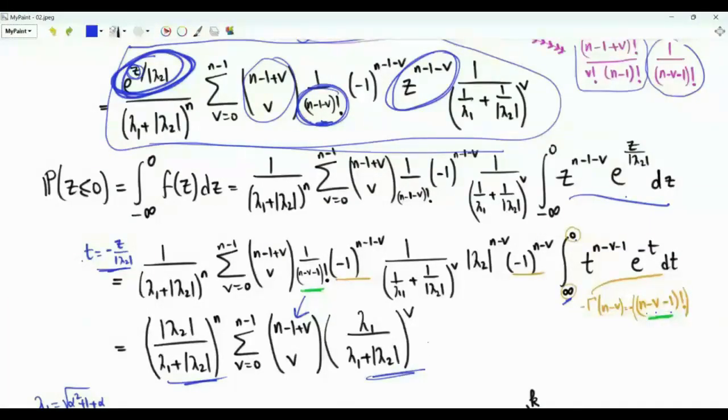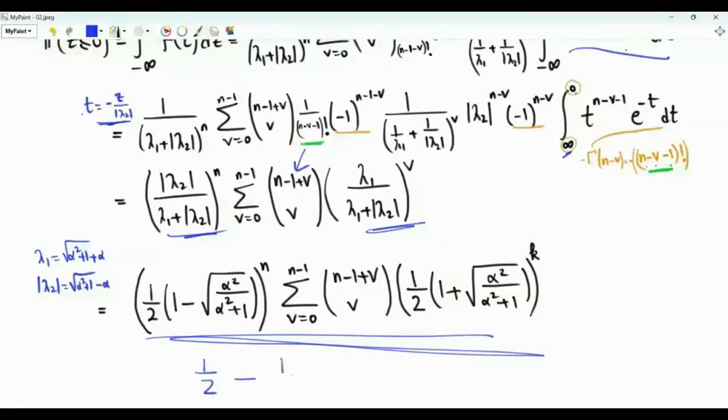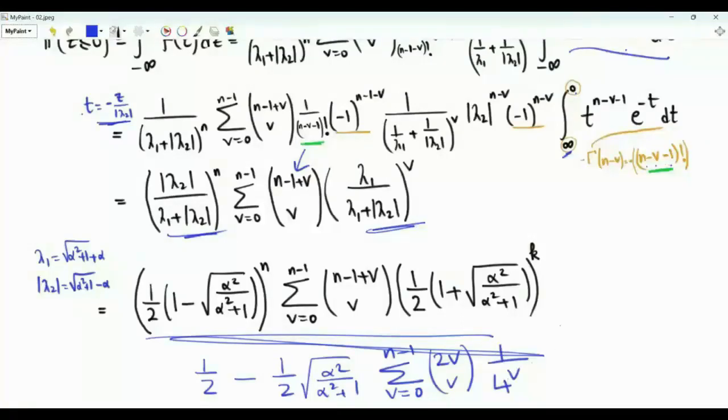The last thing is to recall the expressions of λ1 and λ2 so that we can write down our summation here in terms of alpha. The first sum was 1/2 minus 1/2 times the square root of alpha squared over alpha squared plus 1. Summation, if we write also using the index v, v from 0 to n − 1, 2v choose v, 1 over 4 to the power v, and then we have 1 over alpha squared plus 1 to the power v.